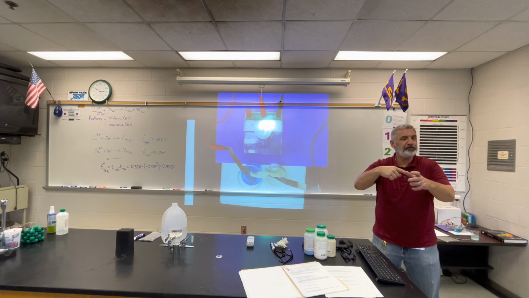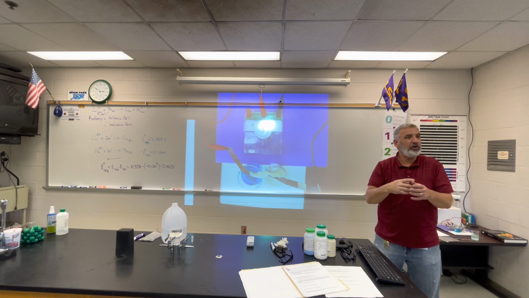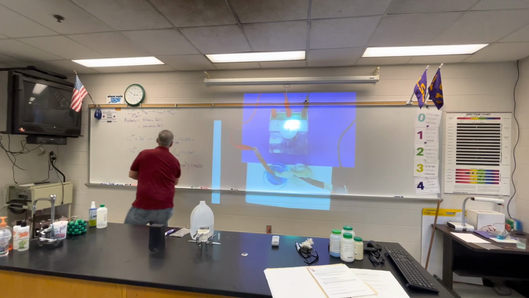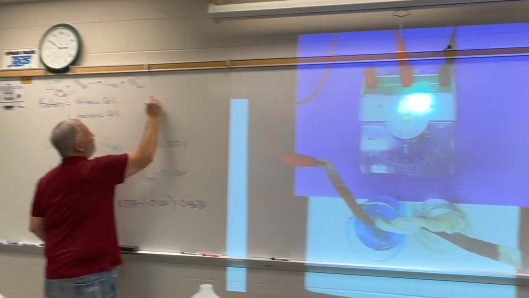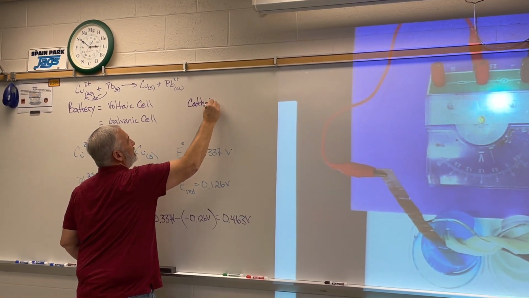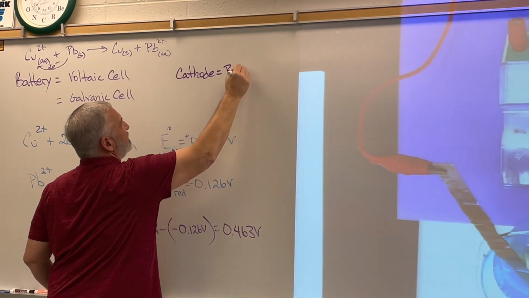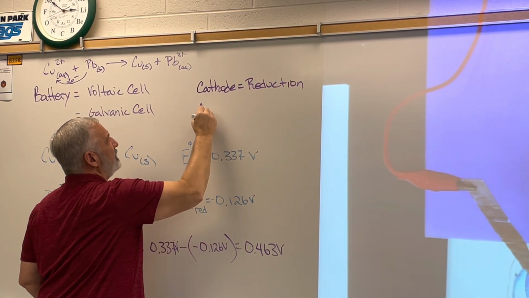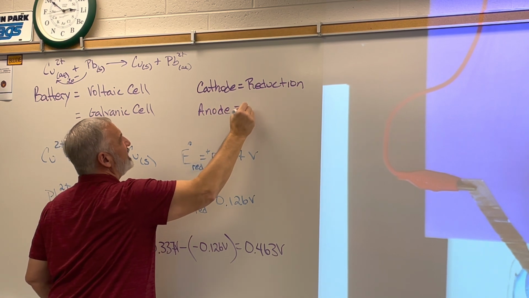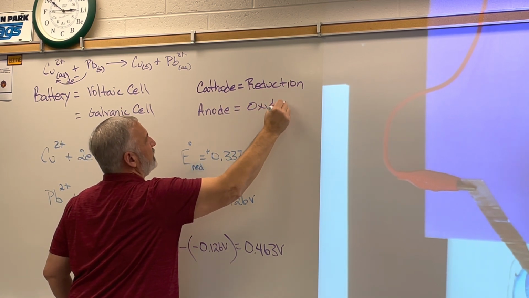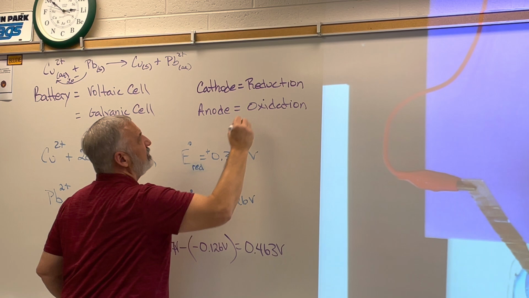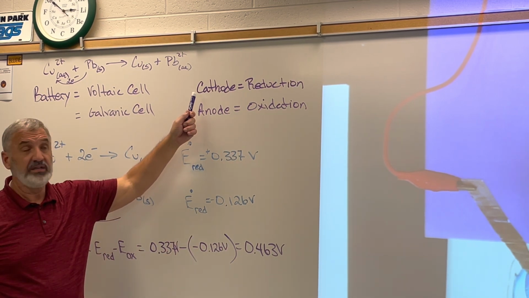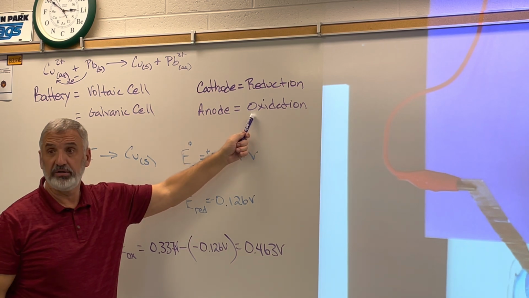Because the electrons are going to flow. And by the way, by definition, cathode is where reduction takes place. The anode is where oxidation takes place. And you can remember that because the vowels stay together and the consonants stay together. C and R, A and O.